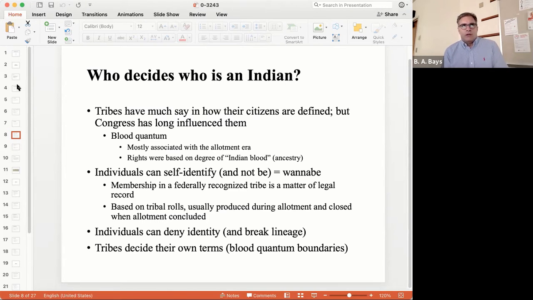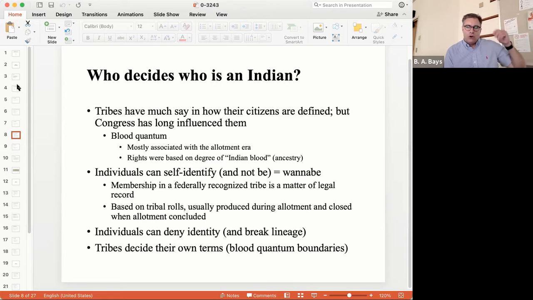So in the case of allotment, again, if you were like a quarter blood or less, then most of the time you could petition to have your restrictions removed pretty quickly. All right, so blood quantum became a big issue. Most blood quantum today is calculated based on your own ancestry, your relation to a past ancestor who was listed on one of the tribal rolls or several rolls.